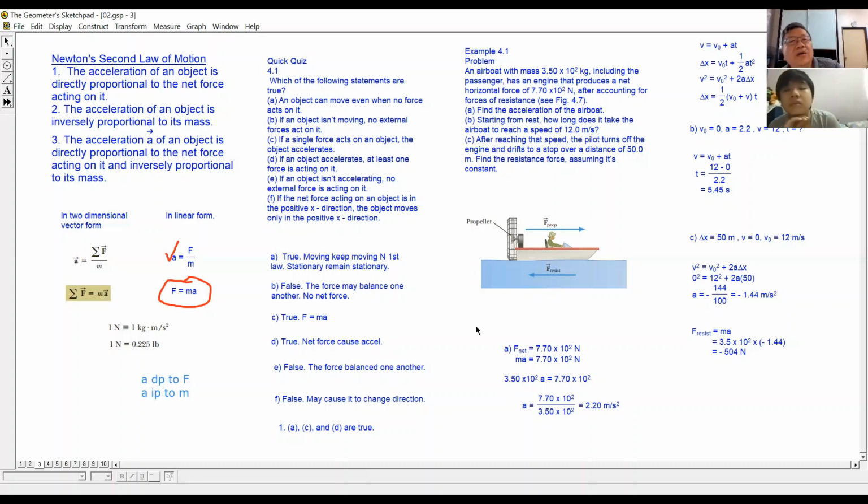Okay, so now you look at quiz 4.1. Which of the following statements are true? So you read the first one, then I explain to you, then after that you read the second one. A. An object can move even when no force acts on it.